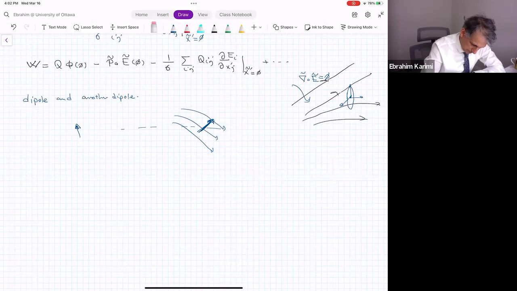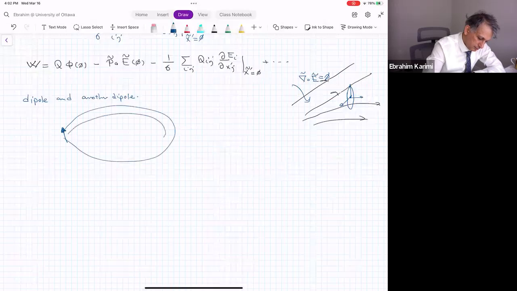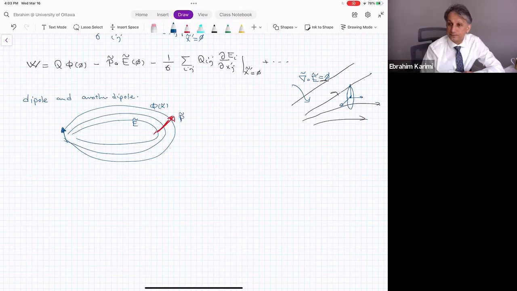Assuming that you have a dipole, this dipole is creating a field in space. And now I'm placing another dipole here. So dipole number one is creating the field, or the potential, if you want to look at it. And then I'm placing a dipole here. What is the energy associated to this?